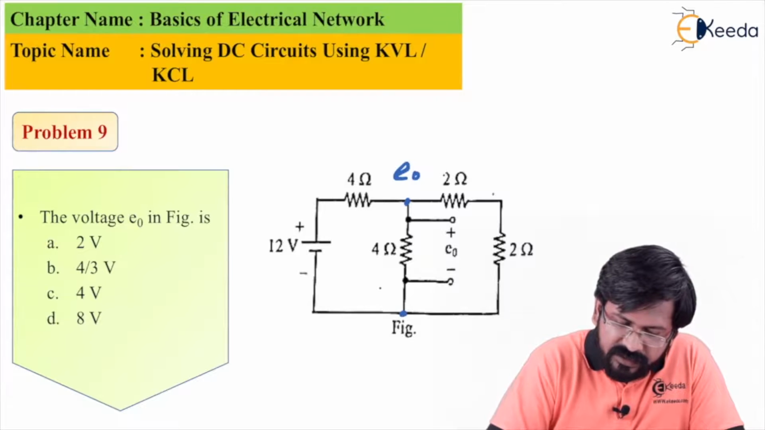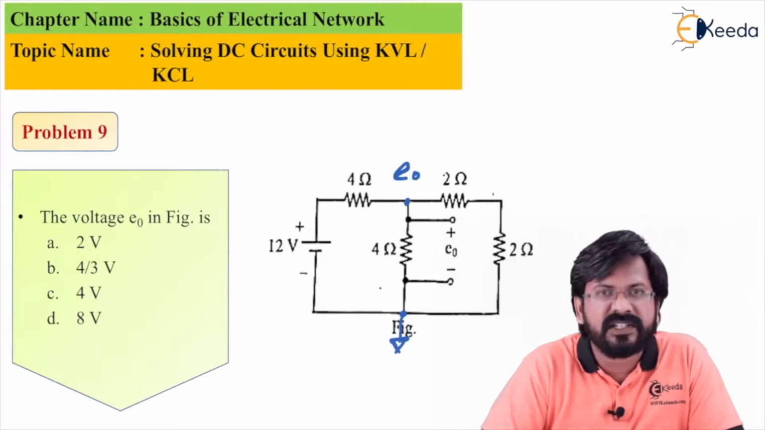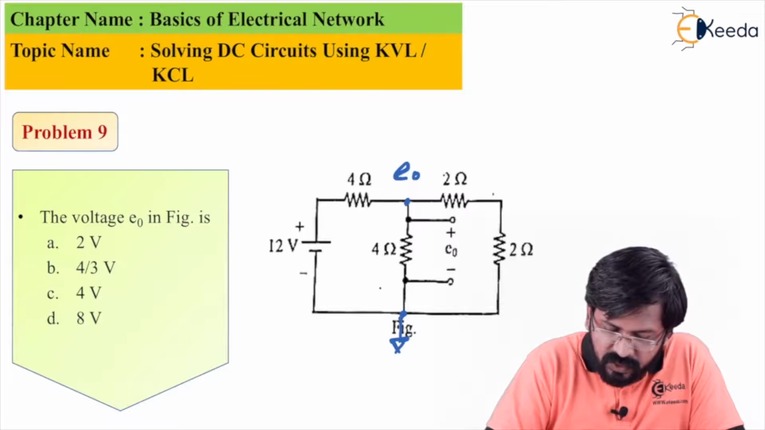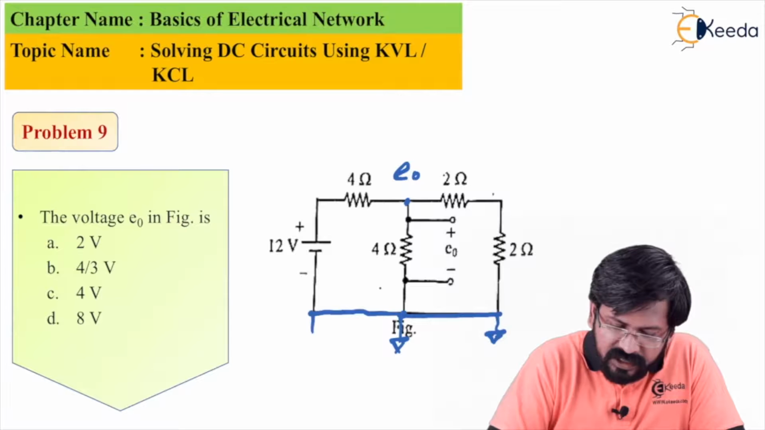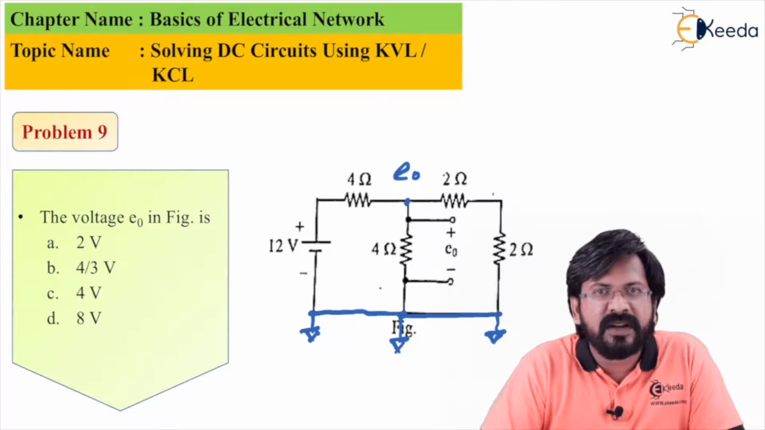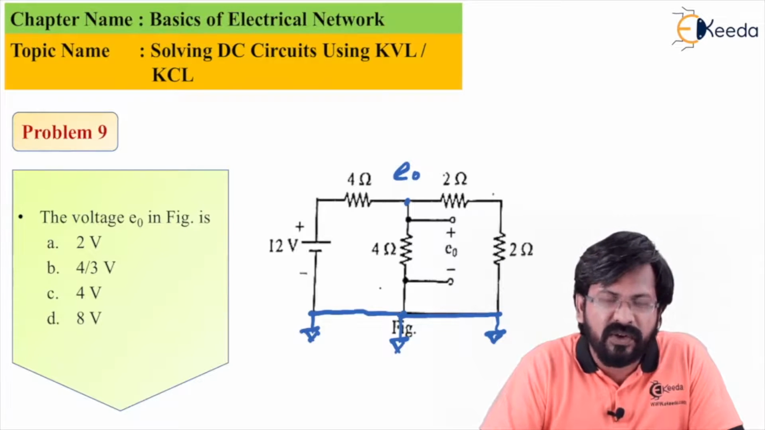And I can consider this point as a reference point, that is a ground point. So I can say this whole line is a ground line, this whole line as a ground line. And by simply applying KCL, you can get the value of E0.